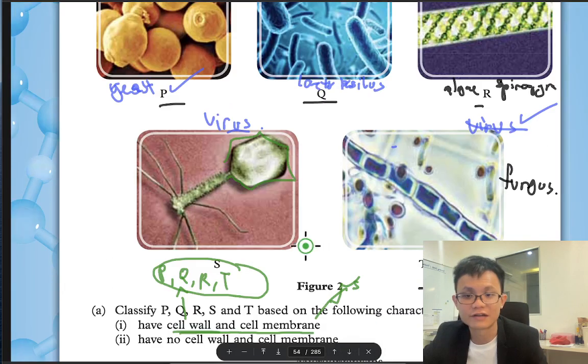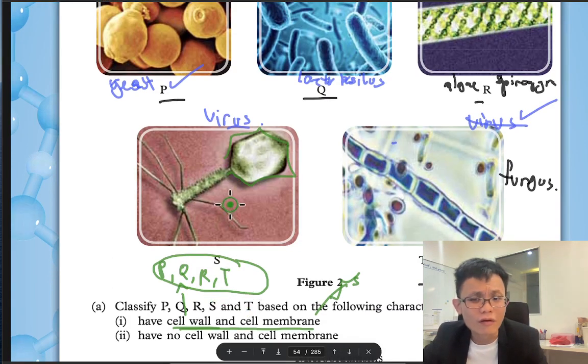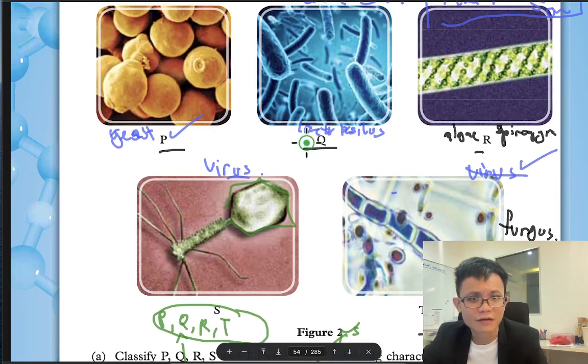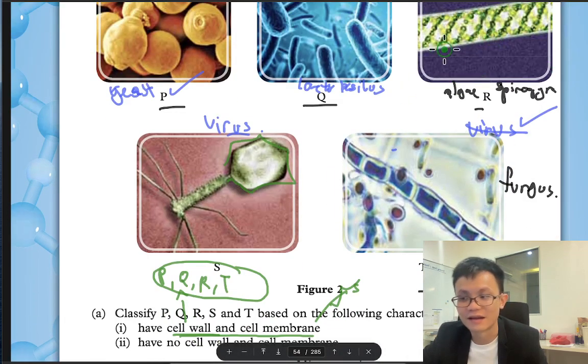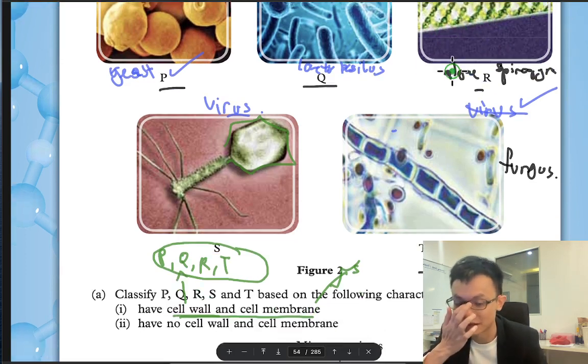Okay, it has cell wall. That's why I see cell wall. How can this be a cell wall? Because it's a bacteria. So bacteria will have the cell membrane. The cell wall usually is in the plant that can produce photosynthesis.